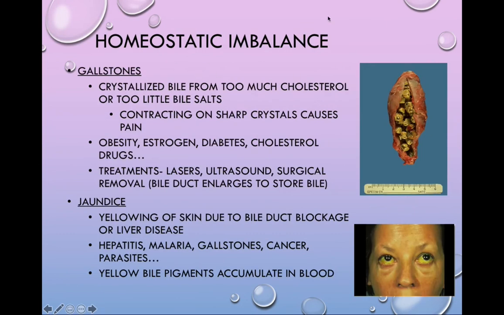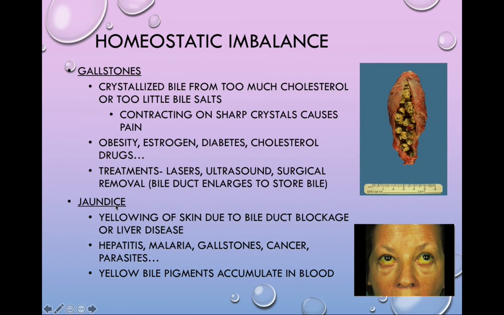Two other homeostatic imbalances that we see are gallstones that are related to the gallbladder and jaundice. Gallstones are caused by a diet that is too high in cholesterol or too little in bile salts. When bile in the gallbladder sits there for too long, it can solidify, leading to gallstones. The sharp crystalline structure of gallstones can cause pain, as the gallbladder is going to be contracting and squeezing on those sharp crystals. Obesity and diabetes are risk factors for gallstones. These can be treated surgically, but lasers and ultrasound can also be used to deal with gallstones.